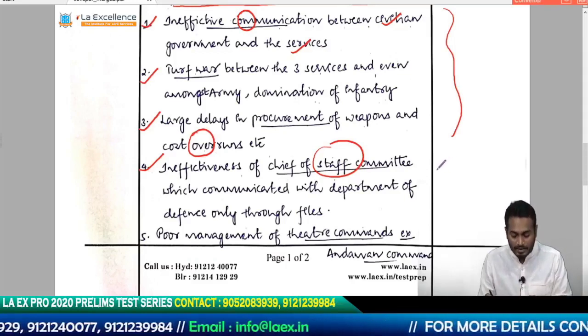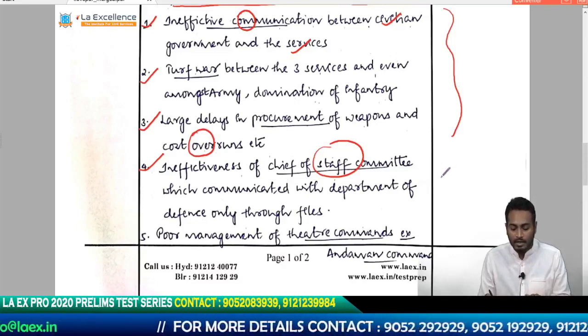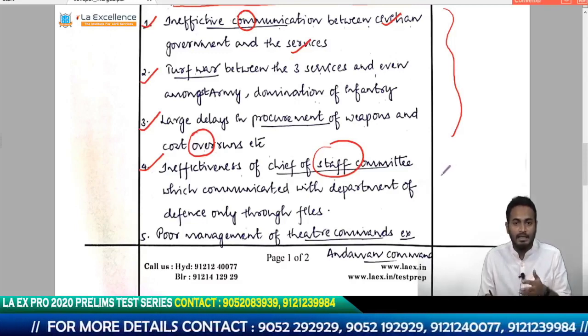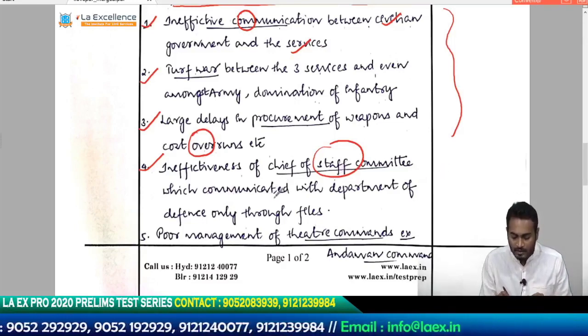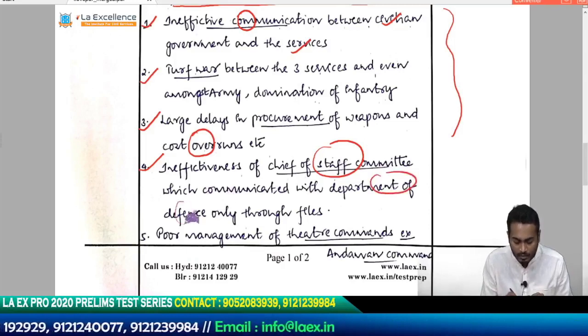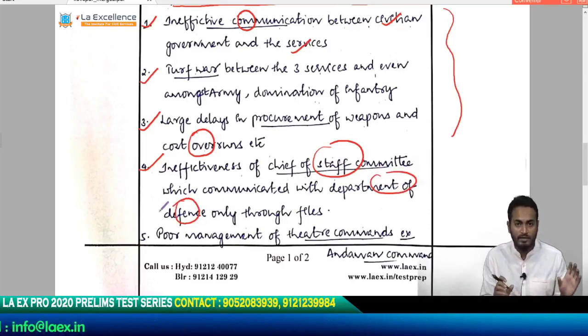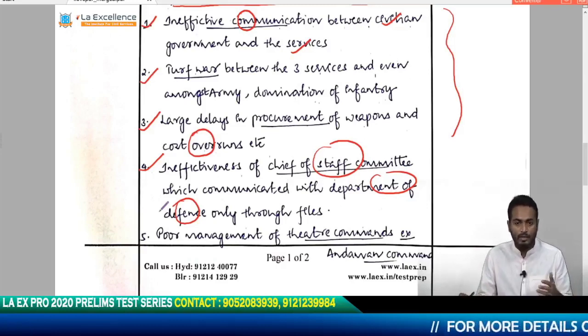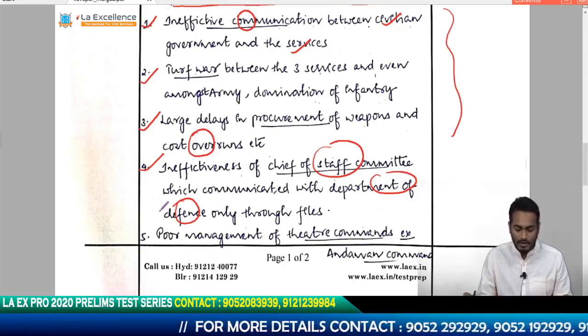Okay, now let's see if he establishes the problems in chief of staff's committee, because it creates a clear chain of logic. What does he do? He says that the chief of staff committee communicated with the Department of Defense only through files. So there was no proper coordination between this chief of staff committee on one side and, through file, the government department on the other side. So that is one other administrative problem that has been pointed out. Let's see what he has next.